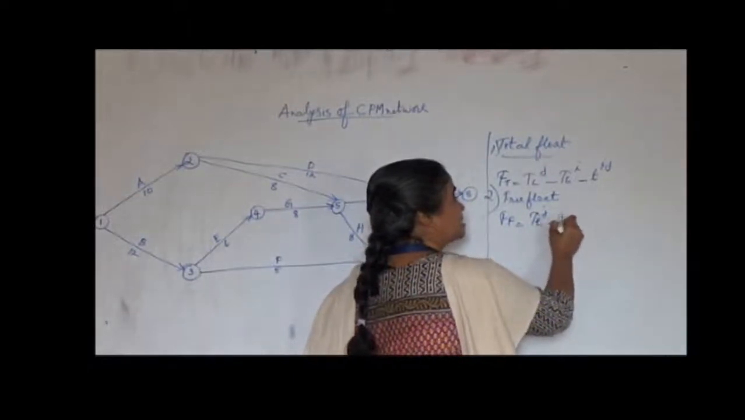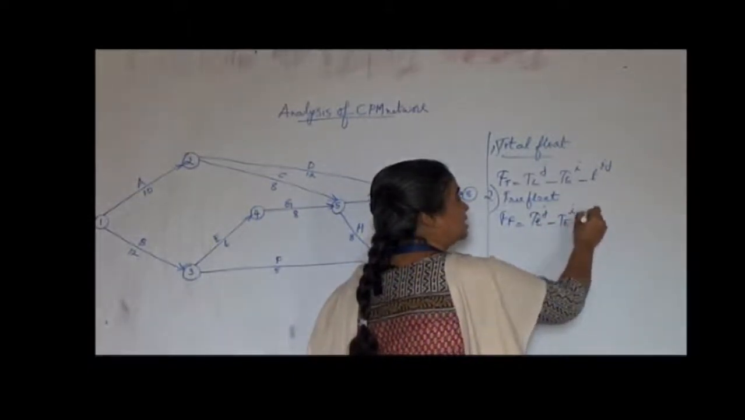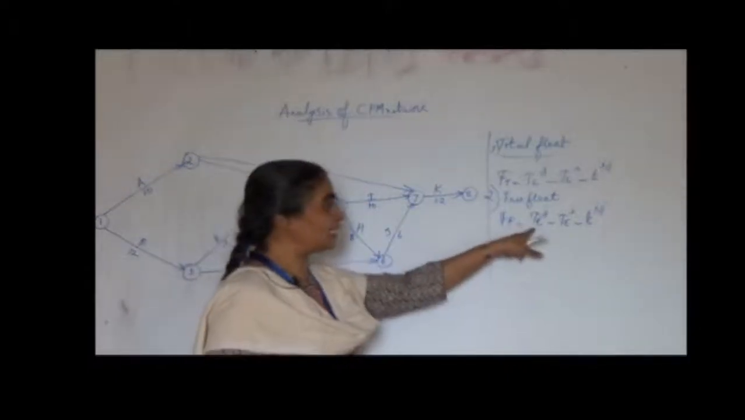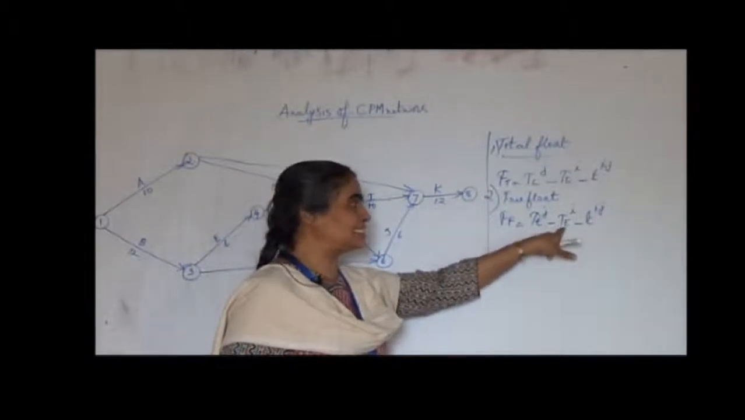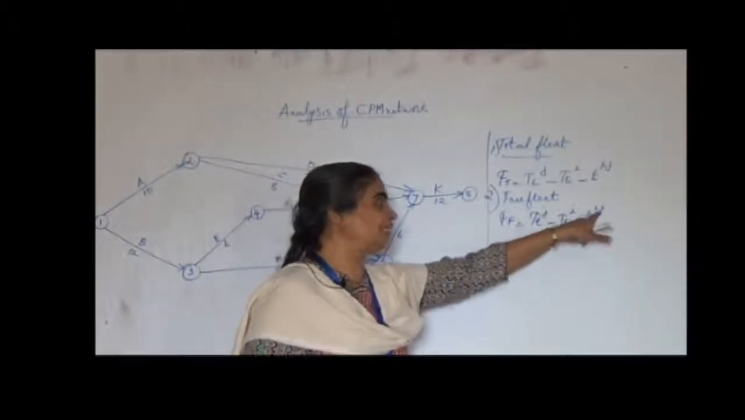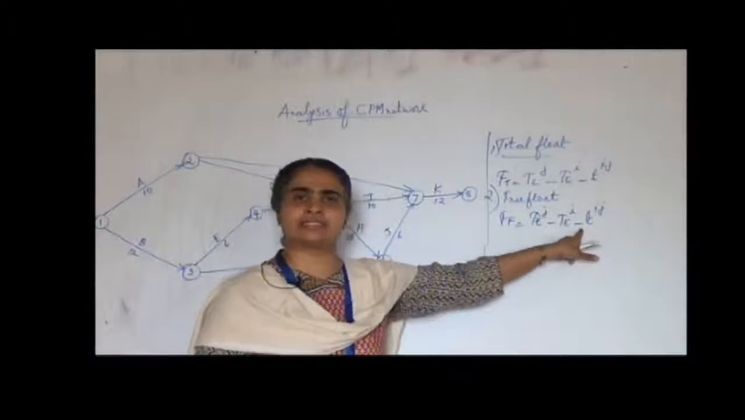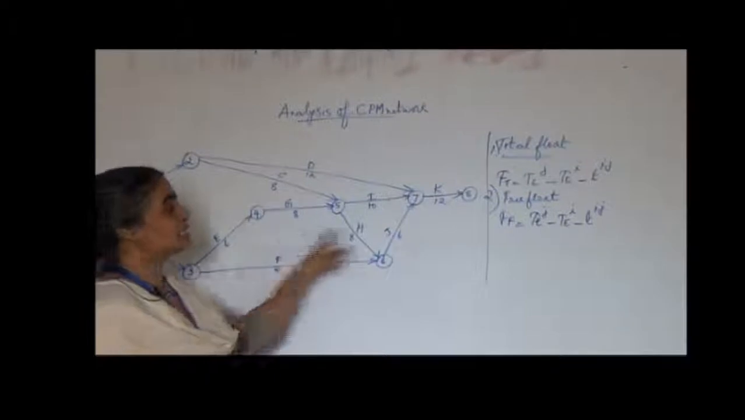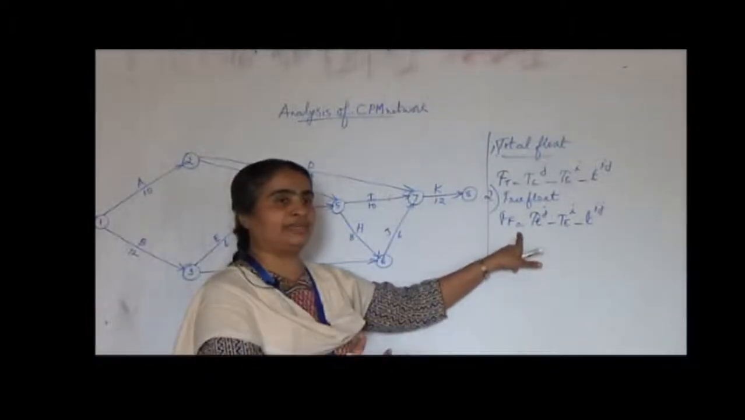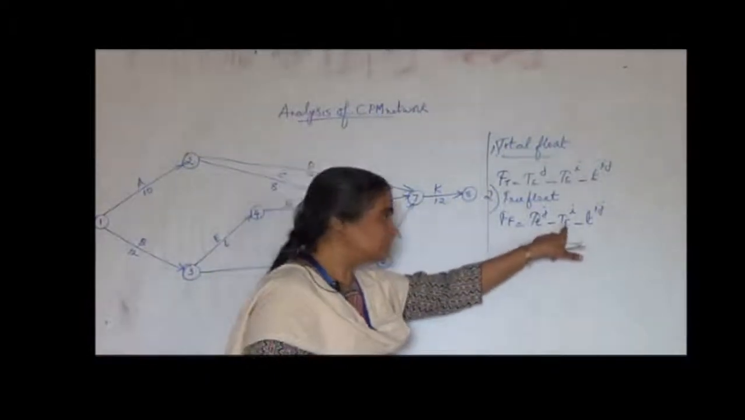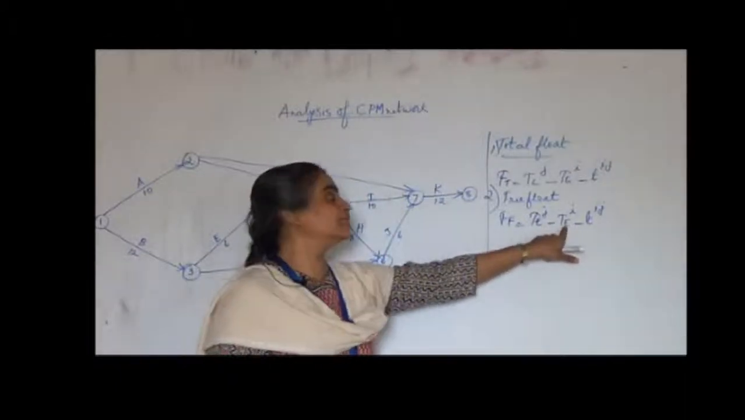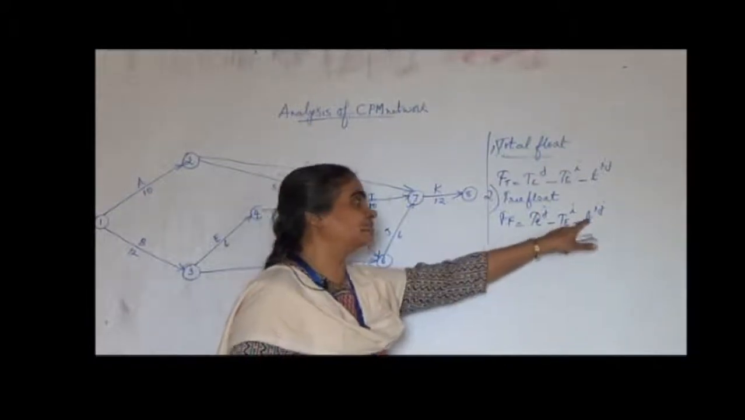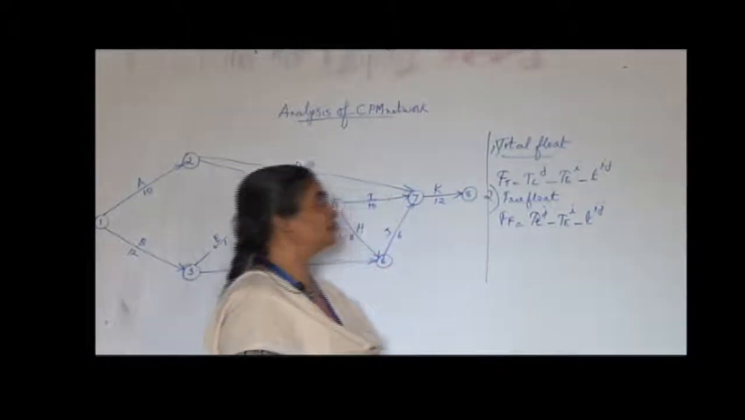The formula for free float is TEJ minus TEI minus TIJ. Once more I am repeating, TEJ minus TEI minus small tij. Small tij represents the actual duration. TEJ is the start time of the successor event and TEI is the start time of the earliest event, minus the activity duration.